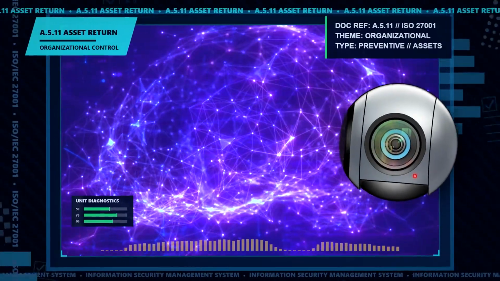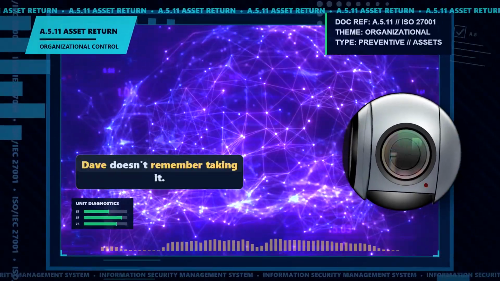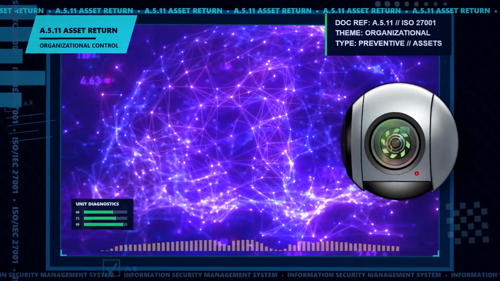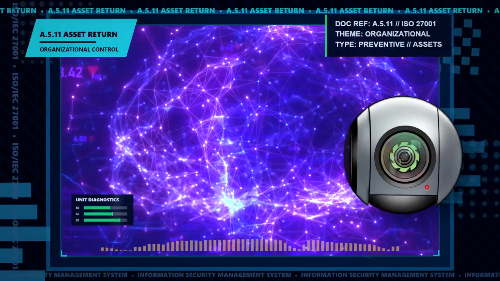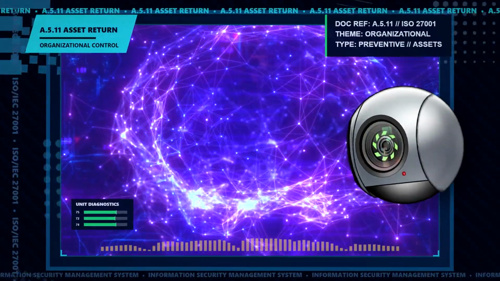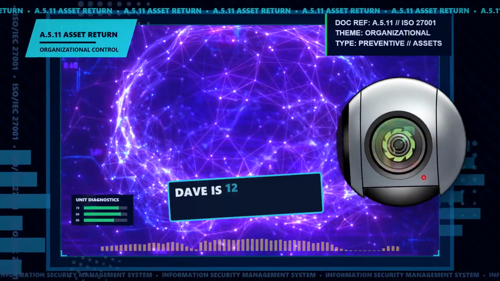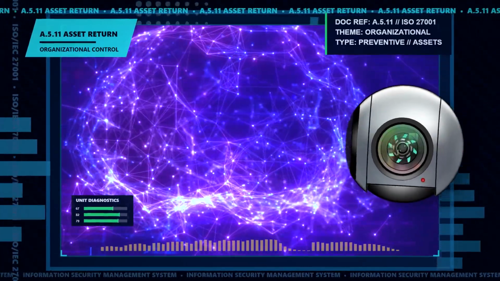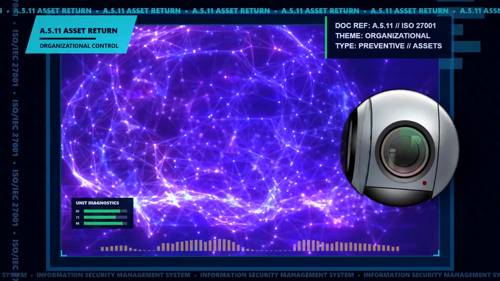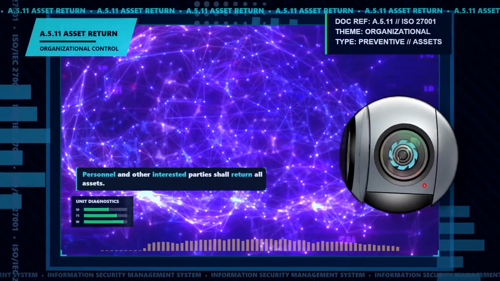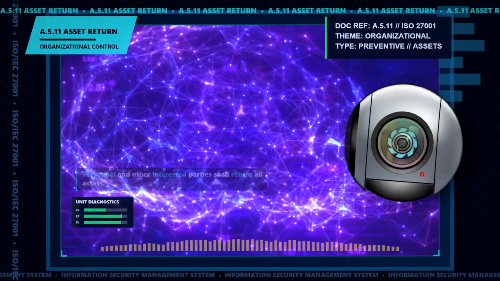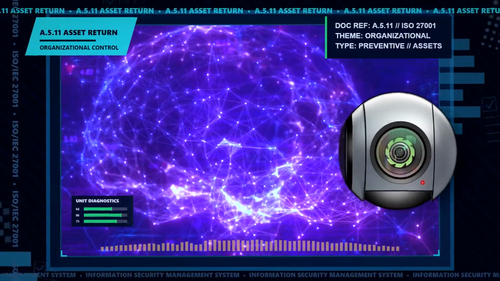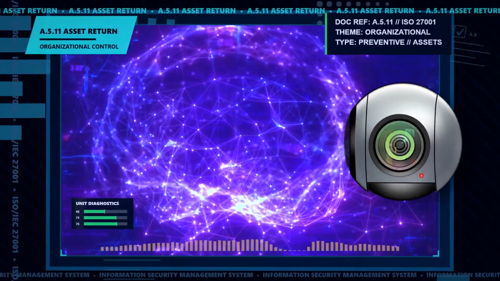Someone said Dave took it. Dave doesn't remember taking it. Dave doesn't remember most things. Because Dave is your head of engineering, your office manager, your onboarding process, and apparently your asset register. Dave is 12 people in a 12-person company. That's the whole thing. Annex A.5.11 says personnel and other interested parties shall return all of the organization's assets in their possession upon change or termination of employment, contract or agreement.